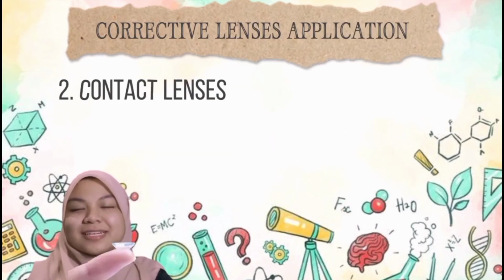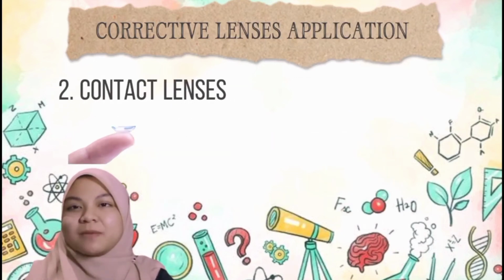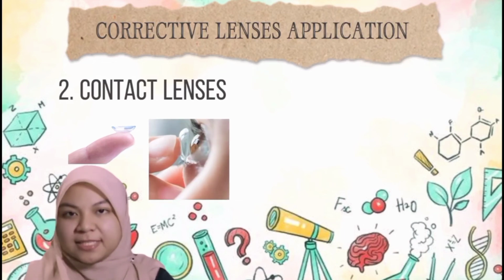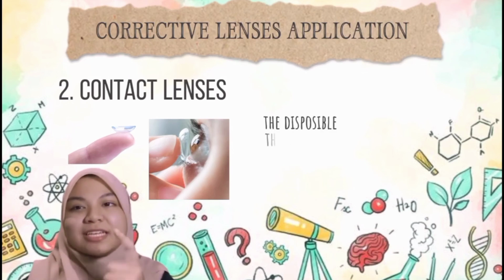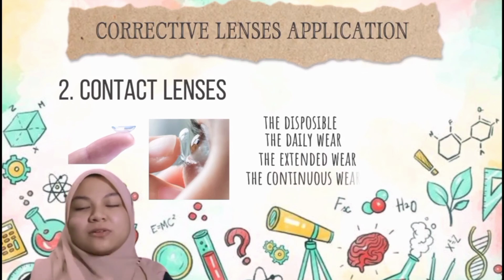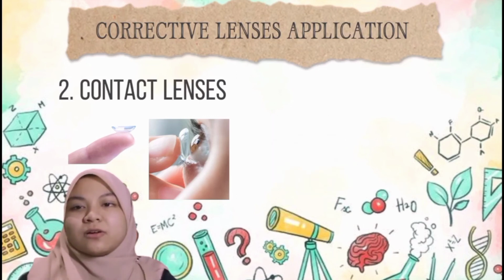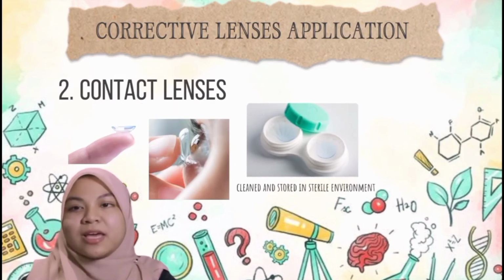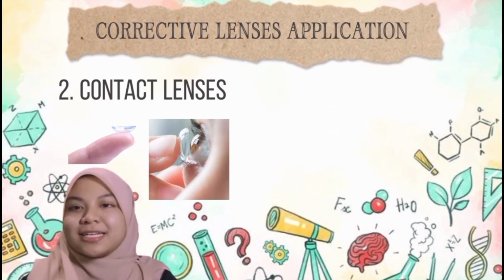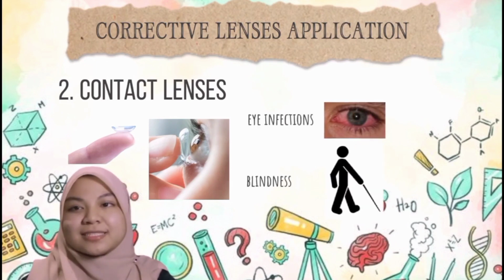The next one is contact lenses. Contact lenses are placed directly on the eye's surface and are almost invisible when worn. Contacts come in several types: disposable, daily wear, extended wear, and continuous wear. Most contact lenses need to be cleaned and stored in a sterile environment when they are not being worn. Unclean contacts can cause problems with the eyes, including eye infections or even blindness.